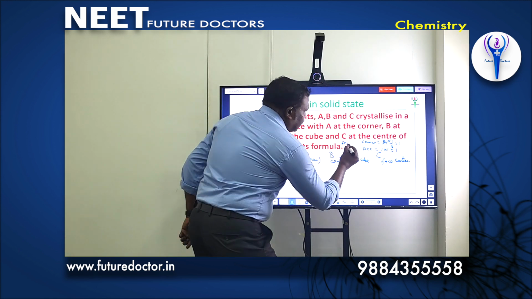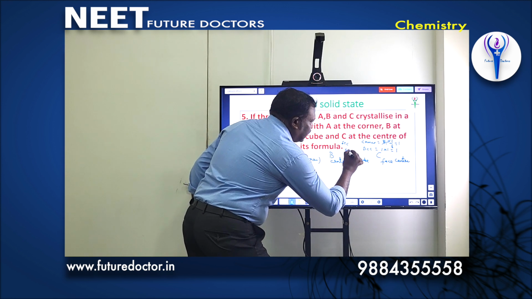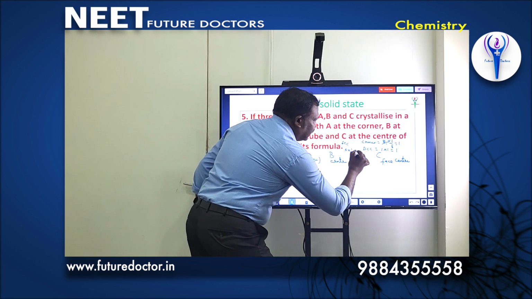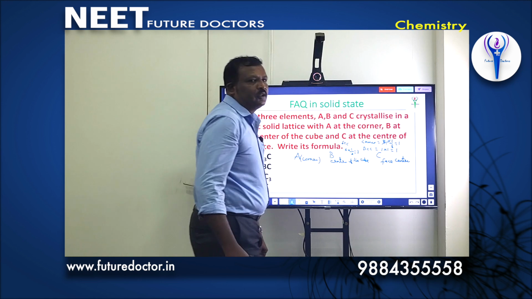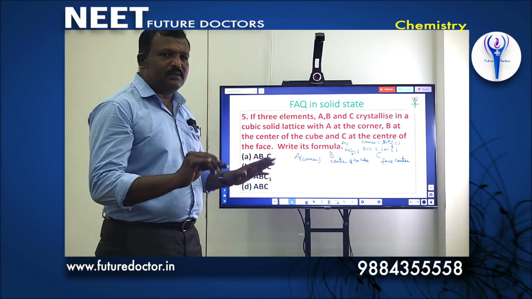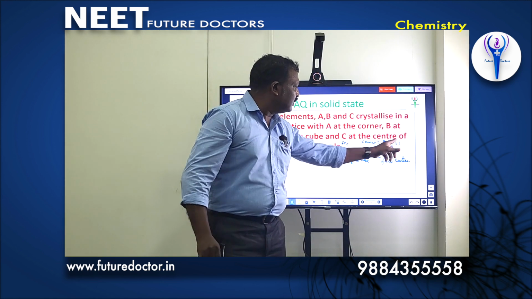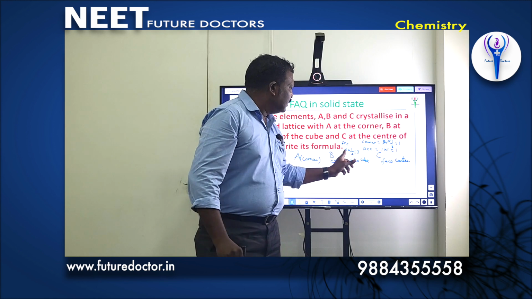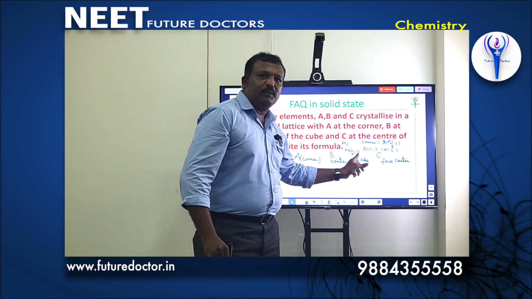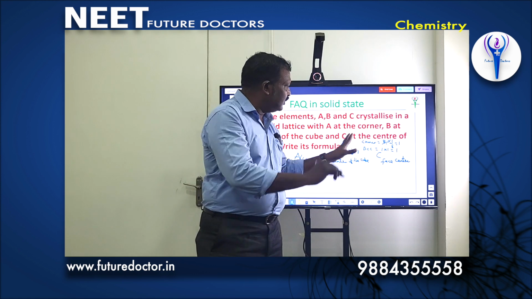Therefore 6 × 1/2 is 3. This is a small calculation you must know, then only you will be able to solve the problem. Otherwise, just memorize this one: corner means 1, body center also 1, face center means 3. These are all basic things.